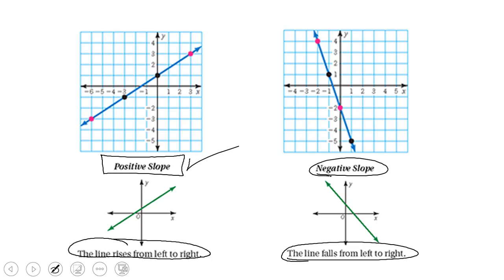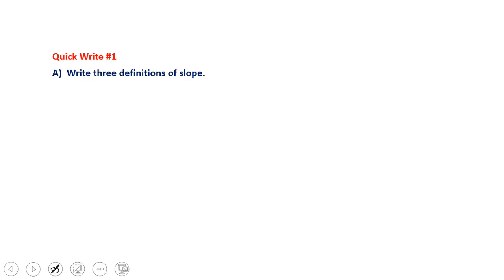Ladies and gentlemen, I hope that helps and clarifies some things. That is the end of this first video. There is a quick write, and it's very quick. I want you to write 3 definitions of slope. So write on your paper. Please write this first: slope, M equals, and now write 3 definitions of slope. When you're done, take a quick break and join us for video number 2.